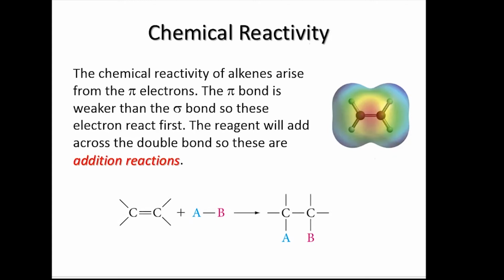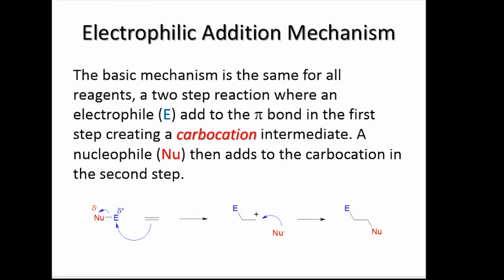So let's talk about the chemical reactivity of alkenes. They are more reactive than alkanes, and this arises from the double bond. The pi bond is weaker than the sigma bond, and these electrons will react first through what are called addition reactions. If you look at the general scheme here, we have a double bond reacting with molecule AB, where A and B will add to the double bond, and the result is a molecule with only a single bond.